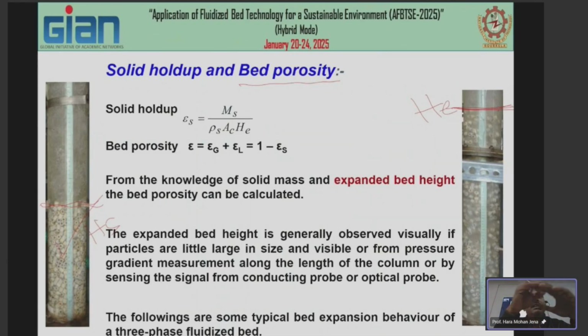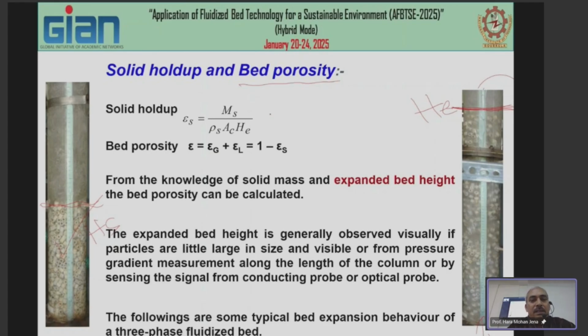Otherwise what will happen? Particles will come out from the vessel. Suppose it is the vessel top. Now it is fluidized up to this. If I further increase the liquid velocity here, then what will happen? The particles will further expand and the particles will come out from the bed. So in the sizing of the system, the height is one parameter, diameter is another parameter.